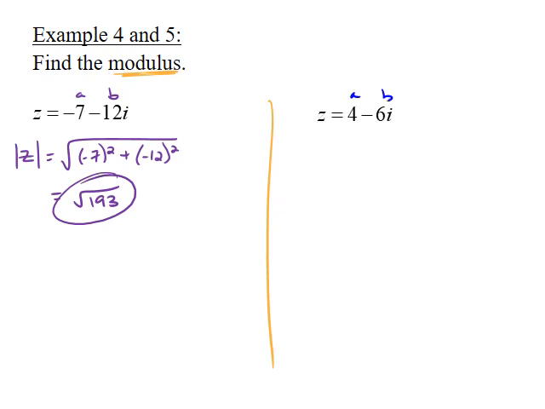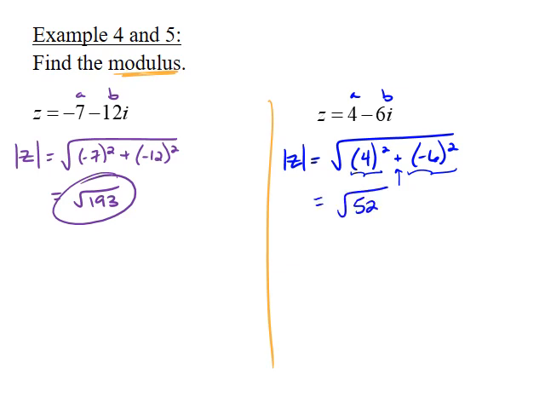Same thing here. This is a and b. So the modulus is found by taking the square root of 4 squared plus (-6) squared. Remember, we can't take the square root of these terms individually because we are adding them. So we end up with the square root of 52. If you want to reduce this, you can. The largest perfect square that goes into 52 evenly is 4. 4 times 13 is 52, and this reduces to 2 root 13 for the modulus.